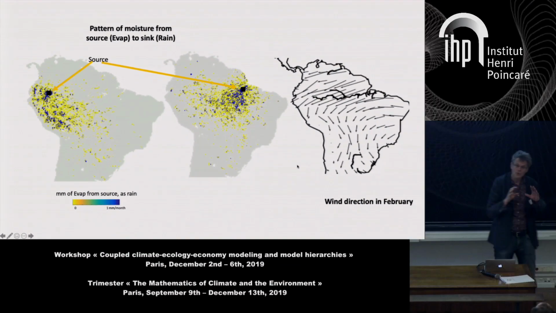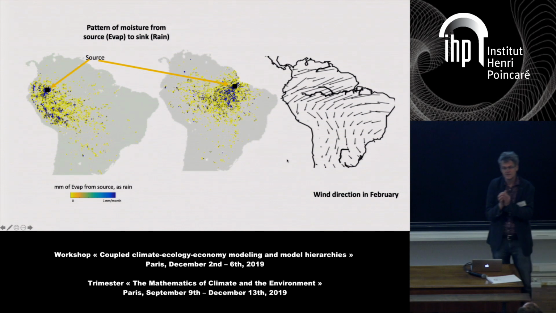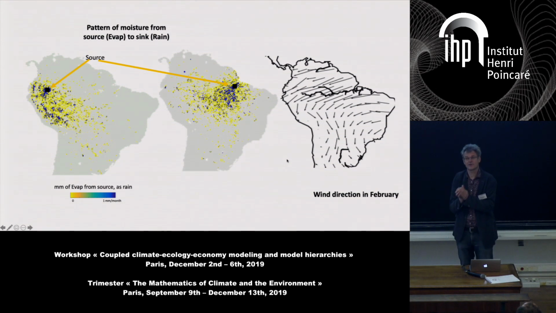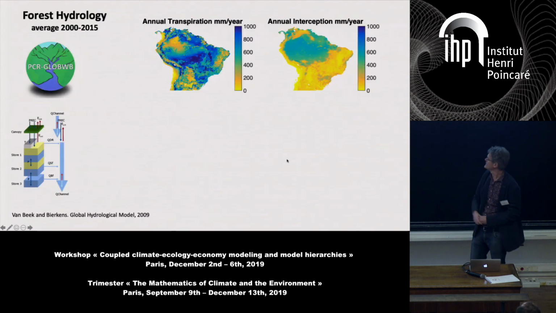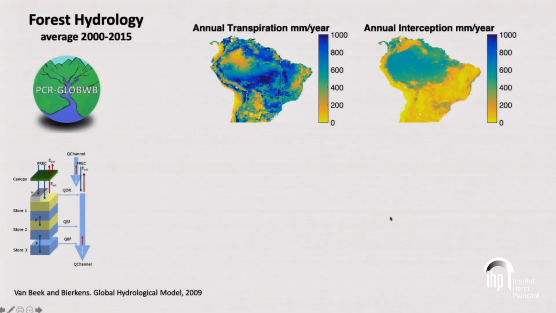But of course, what we need to know is how much water is evapotranspired by the forest itself. For that we use a global hydrological model. This is work done by Marc Bierkens and Rens van Beek. They developed a global hydrological model, and we have used that for the Amazon.